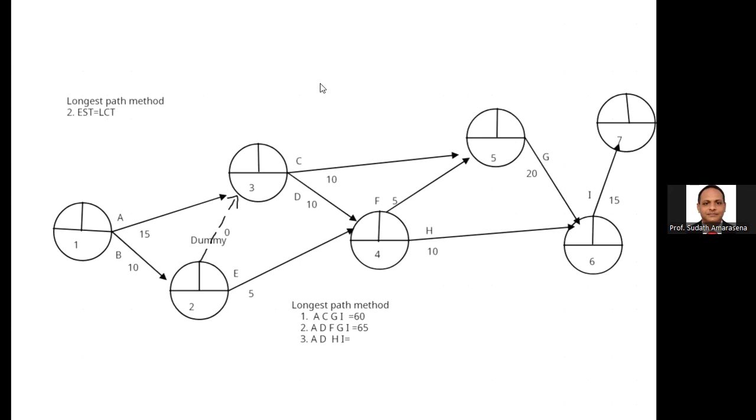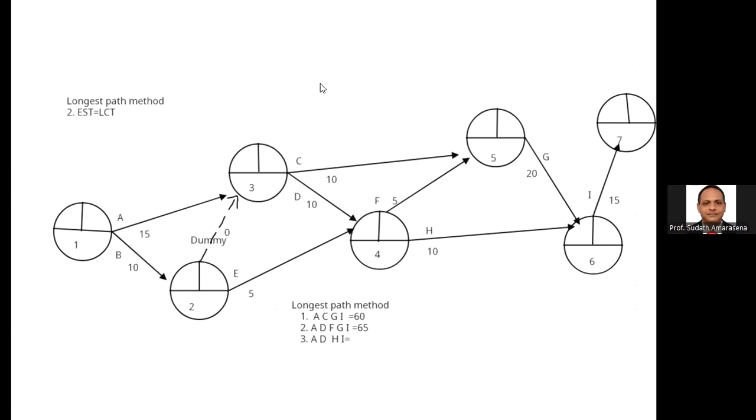It's another alternative path. We can go via the B, again dummy, then D, H, I. B 10, dummy 0, D 10, 20, H 10, 30, 45.